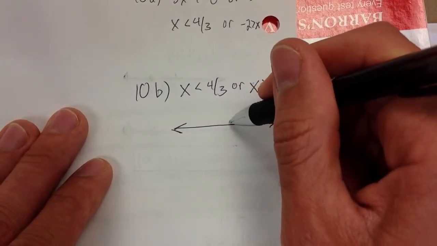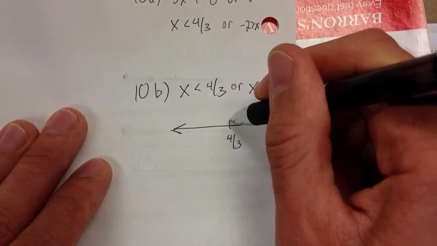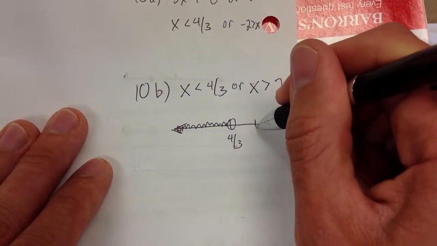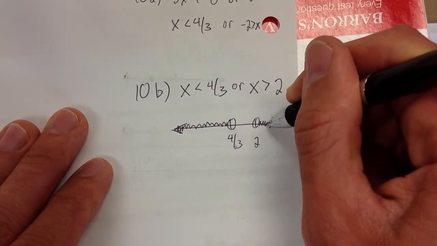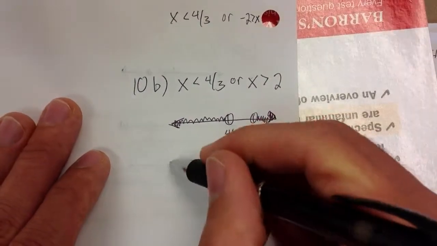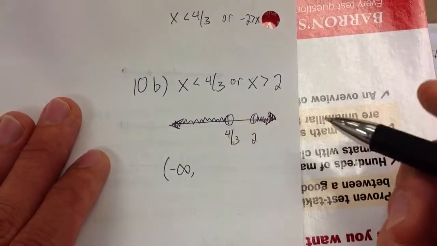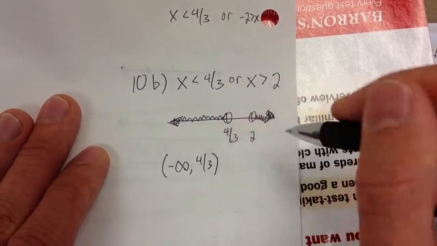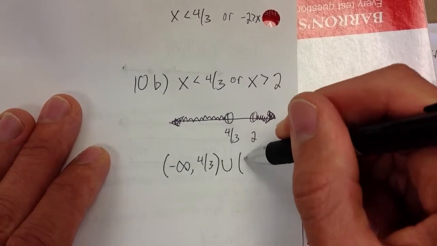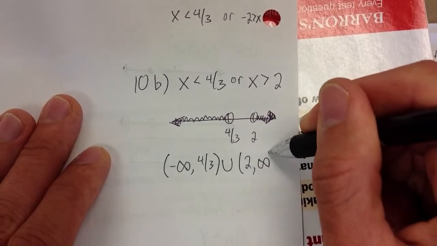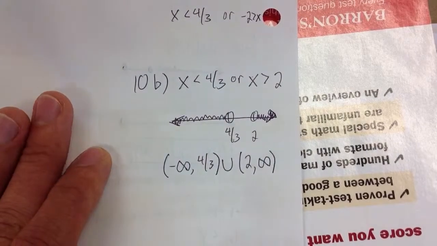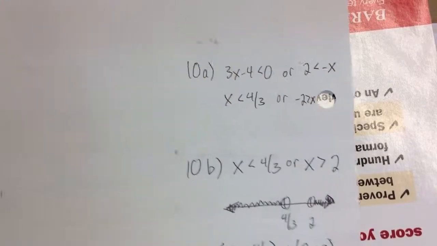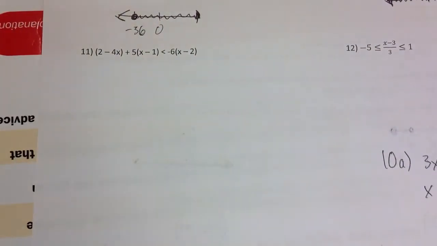So what that looks like is an open circle at 4/3 and to the left, and then an open circle at 2, and then shaded to the right. And then the interval notation would be negative infinity to 4/3, parentheses, and then union, parentheses, 2 to infinity. Just so you can see what one of those looks like. Okay. So it's just like one of the ones on the first page. Okay. Yes, question?